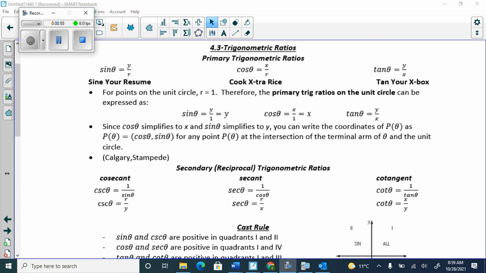He's the one who said he can't spell. I haven't seen it, he doesn't write anything to me. I have no idea. This looks perfect. So sign your resume, cook extra rice, and tan your Xbox, okay? Tanning your Xbox is weird. I don't know why you do it. It was an acronym. We use it.